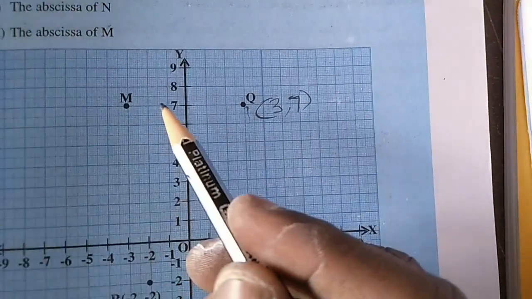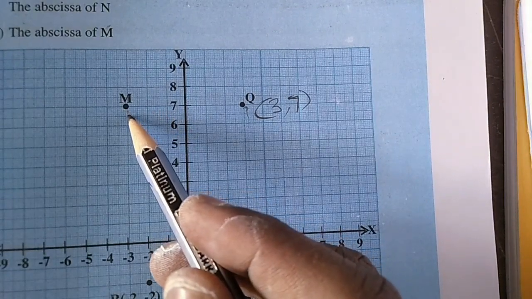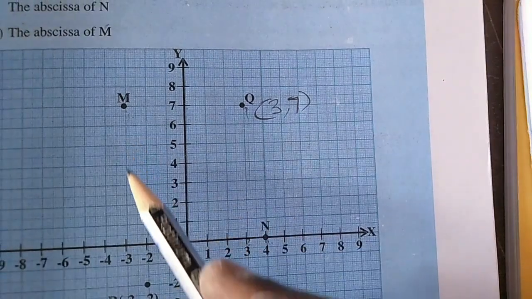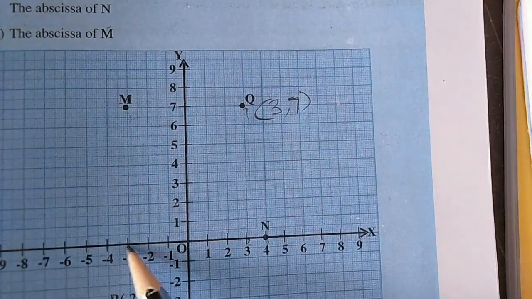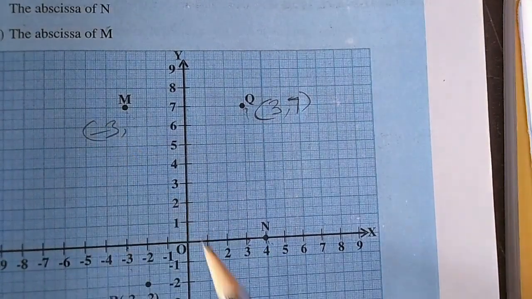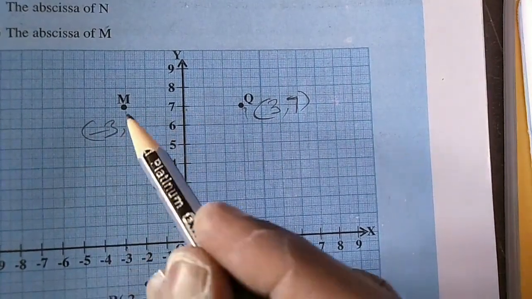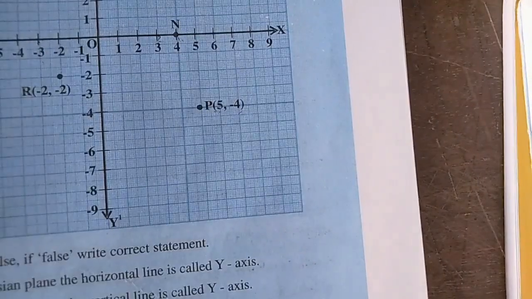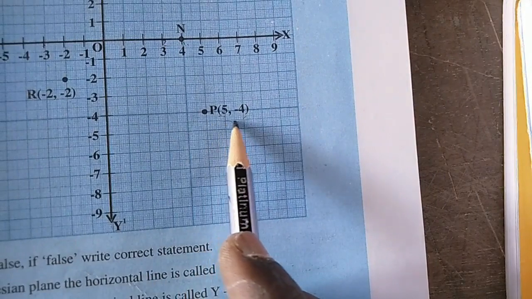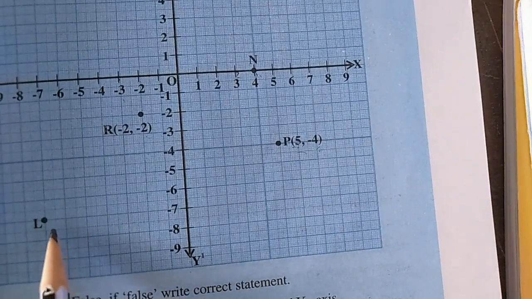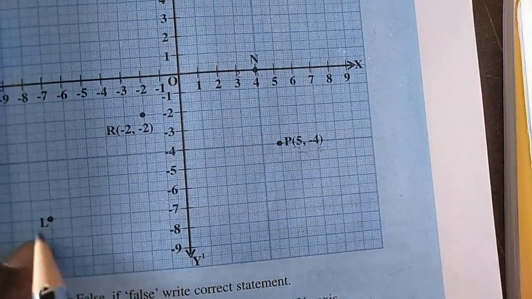Next, point M. In a similar way, from point M you move toward the x-axis. The horizontal line is the x-axis. When you move toward the x-axis, you meet at minus 3. So the point is minus 3 comma, and the y coordinate is 7. So minus 3 comma 7 is point M. Next, point P is already given: 5 comma minus 4. R is already given: minus 2 comma minus 2. Then one more point is L. So what is the x coordinate of L?